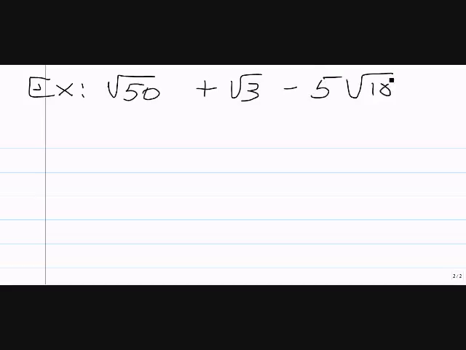Let's go, the square root of 50 plus the square root of 3 minus 5 times the square root of 18. 50, that's 2 times 25. 25 is 5 times 5. So the square root of 50 is 5 times the square root of 2. Square root of 3 does not simplify.